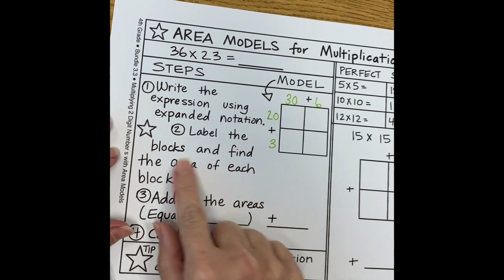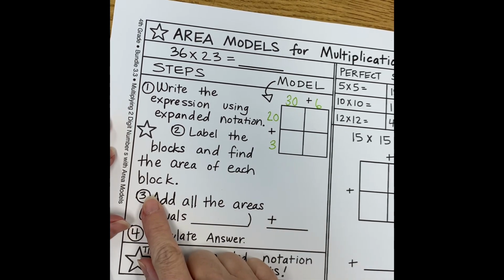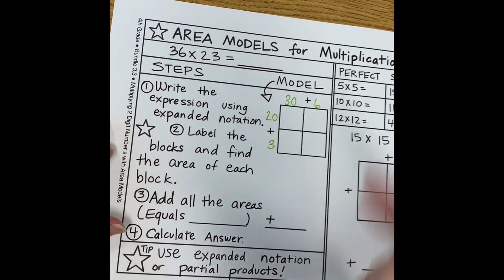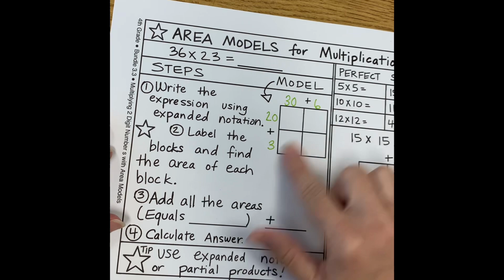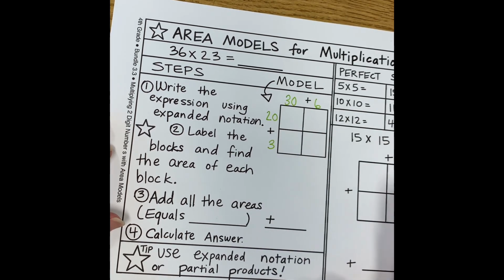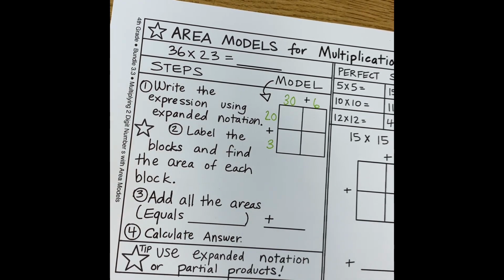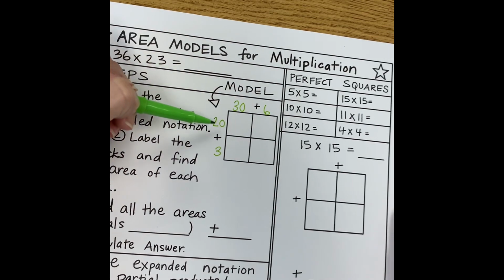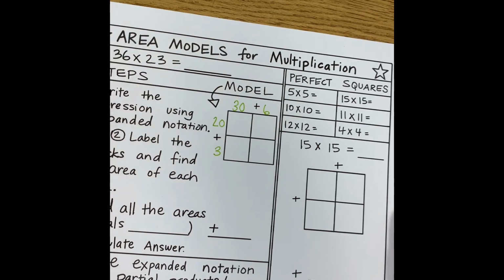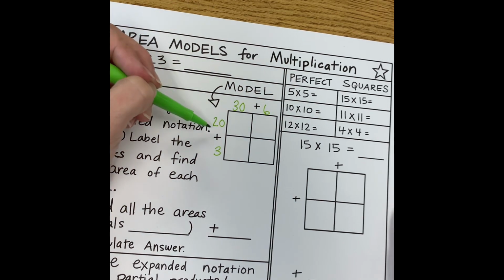Now it says label the blocks and find the area of each block. So when it's saying that, it's saying we're going to go back up here and we're going to multiply each block to figure out what should go inside each one. So I like to use powers of 10 to make this easier. So follow along with me and really listen to what I'm saying. Here we have 20 times 30. Some of you might look at me and Miss Rodriguez and be like, I can't do that in my head. And we would both look at you and be like, yes, you can.